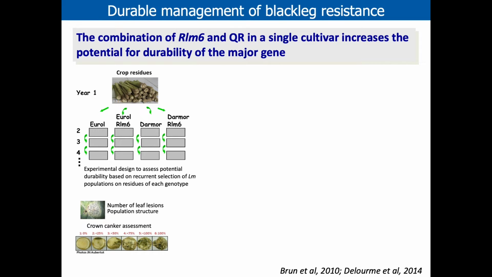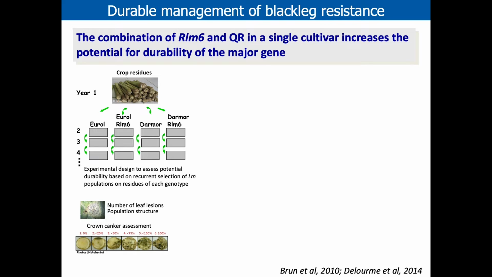Quantitative resistance was shown to increase the potential for durability of major genes, as exemplified here with RLM6. An experimental design set up by Hortense Brun actually mimics what happens in real cropping conditions. 4 series of recurrent selections with crop residues of Urol RLM6 and Darmor RLM6 were performed. Urol is a susceptible variety, Darmor is a variety with quantitative resistance.